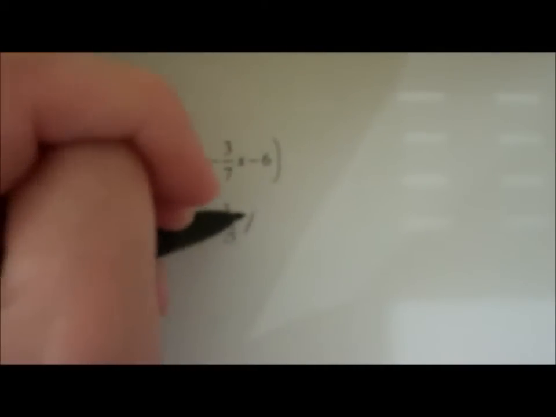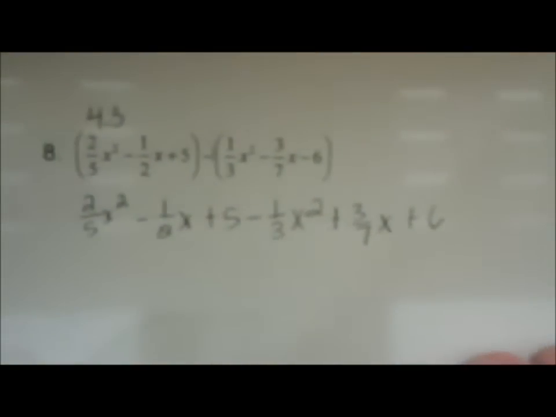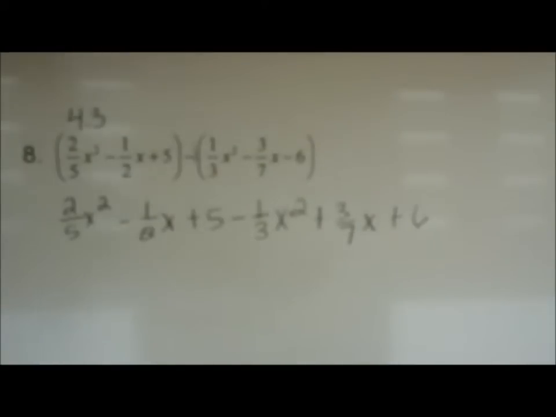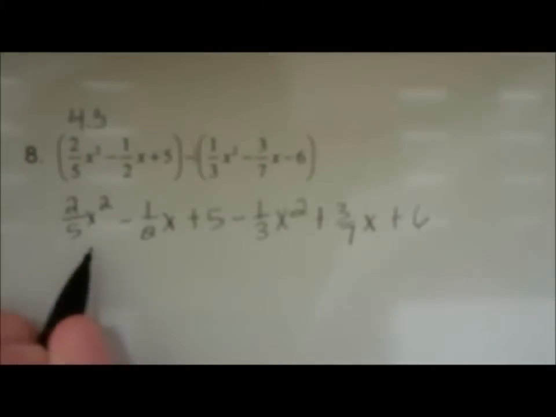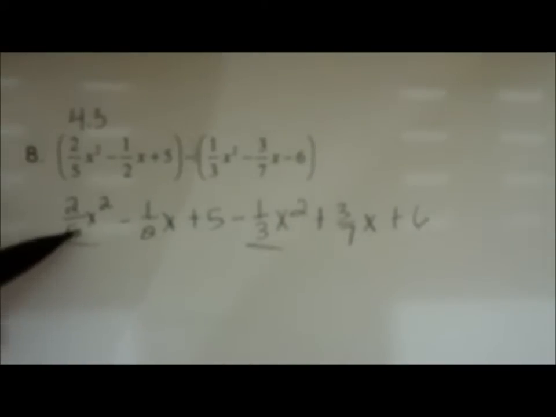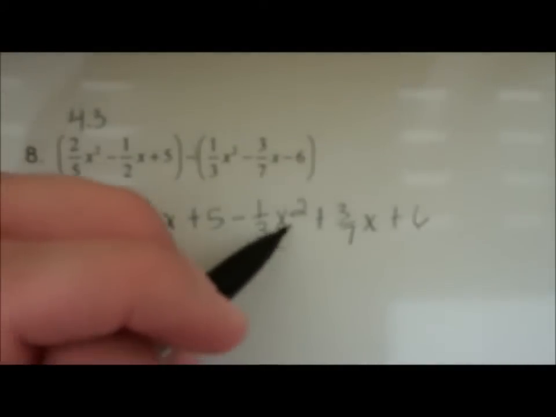So -1 times 1/3 x squared is going to be minus 1/3 x squared. -1 times -3/7 x is going to be positive 3/7 x. And -1 times -6 is going to be positive 6. Okay, from there we have to combine like terms. Here's an x squared, here's an x squared. So I need to do 2/5 x squared minus 1/3 x squared.